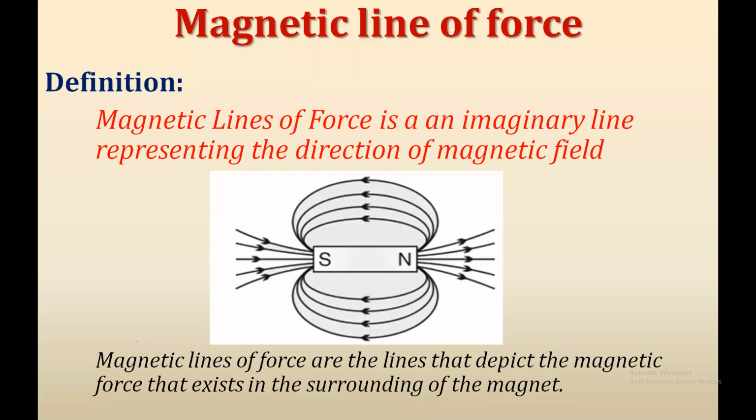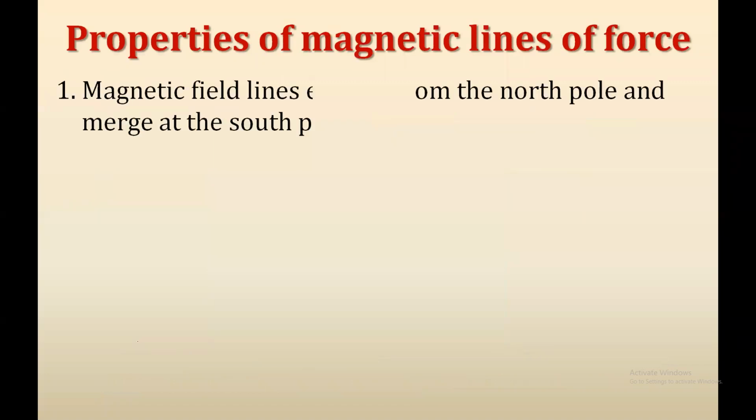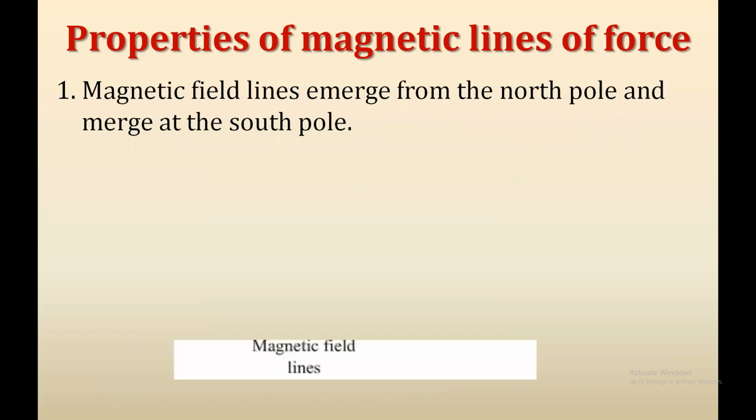Get it my point? So what are the things observed about the magnetic lines of force? We call it the properties of magnetic lines of force. So the first property is that magnetic lines of force emerge from the north pole and merge at the south pole. Merge means end. It means that simply, if I want to say, the magnetic lines of force are always originating from the N pole and terminating at the S pole. This is the first rule.